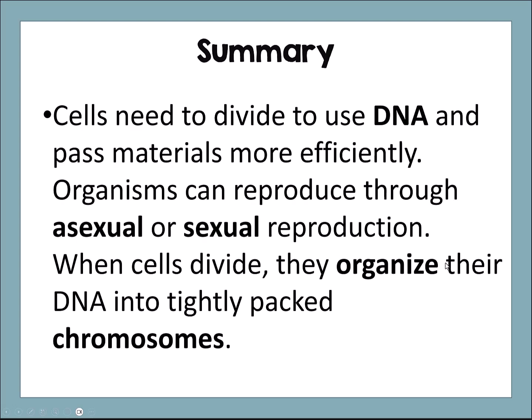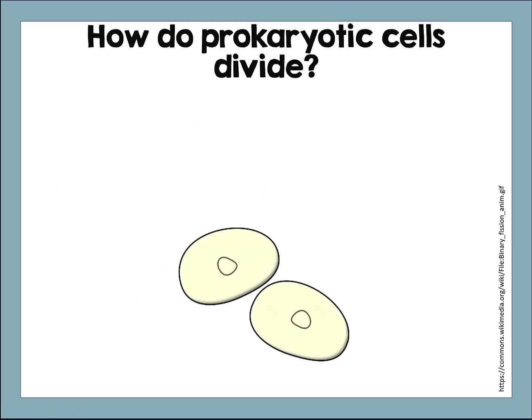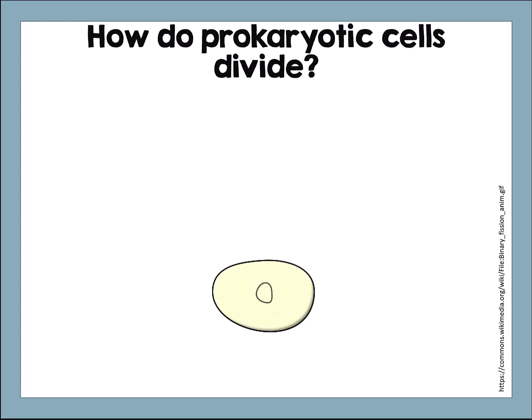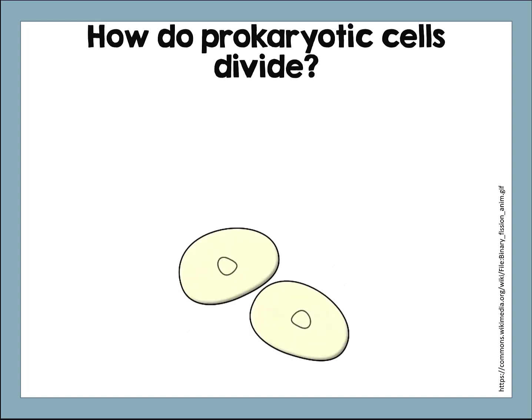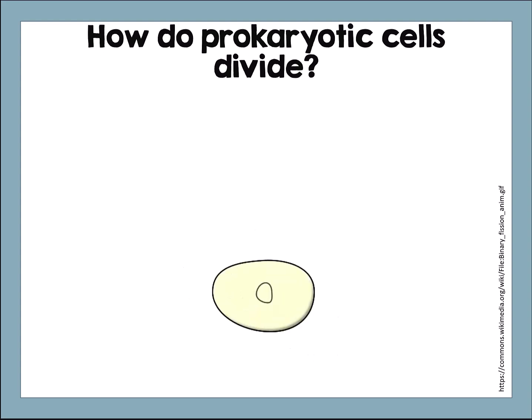So in summary, cells need to divide to use DNA and pass materials more efficiently. Organisms can reproduce through asexual or sexual reproduction. When cells divide, they organize their DNA into tightly packed chromosomes. So now that we've discussed when cells divide and why they need to, we'll discuss the process of cell division, what is actually involved.